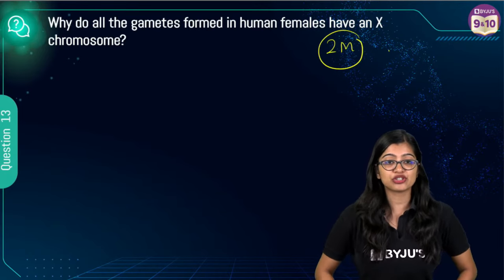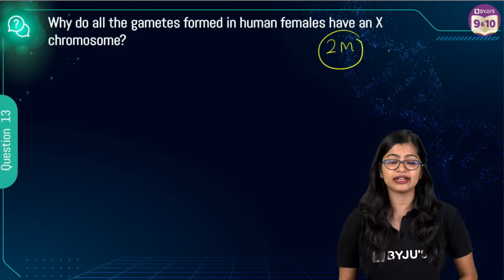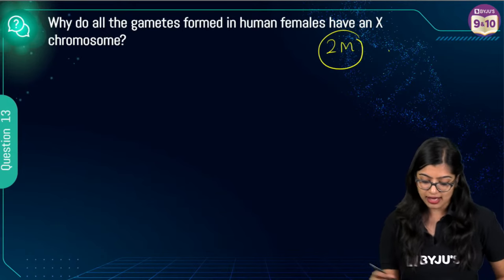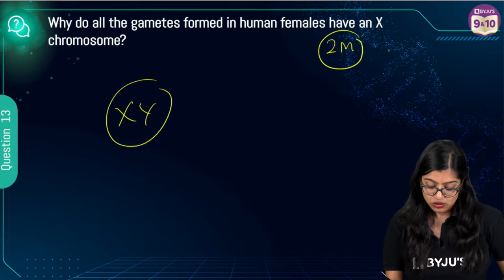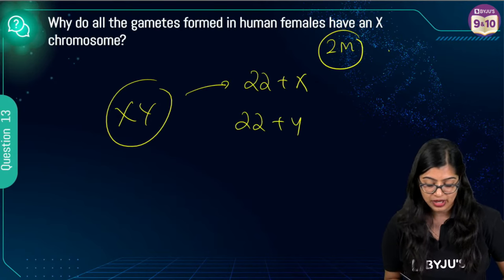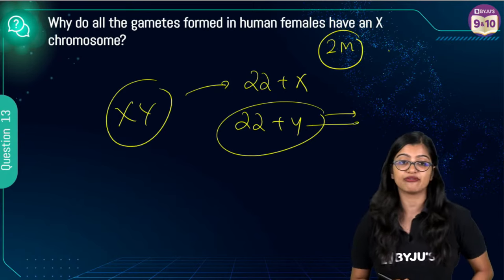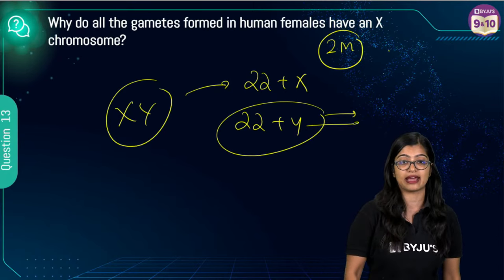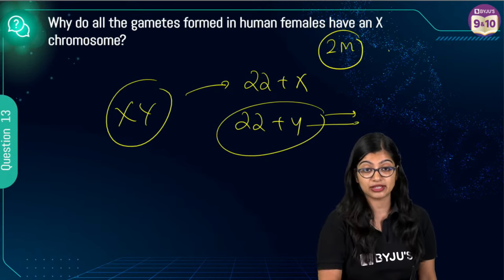Yes. Ma'am, why should it be inherited from the father? See, the father will have X and Y. So some sperms will have 22 plus X, some will have 22 plus Y. So the Y will always come from the father, and the sex of the baby is determined by the father.